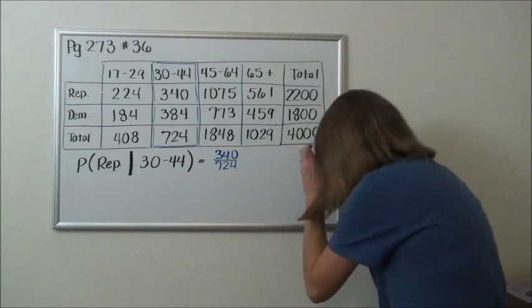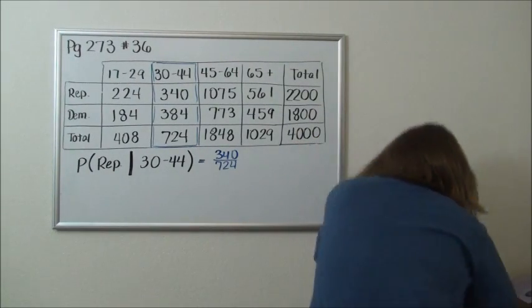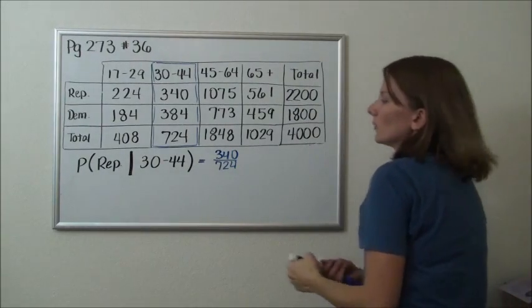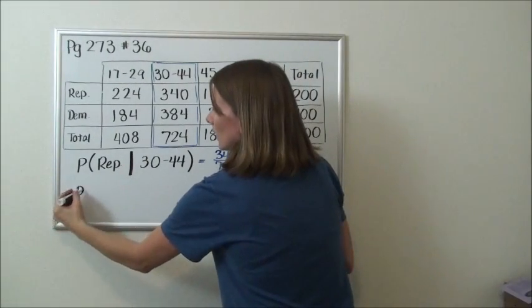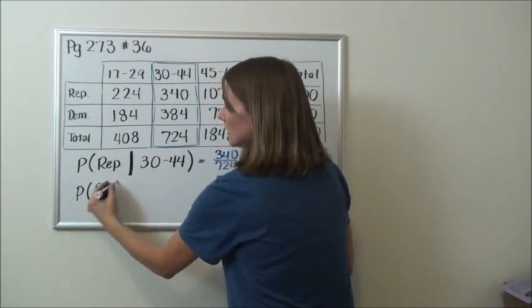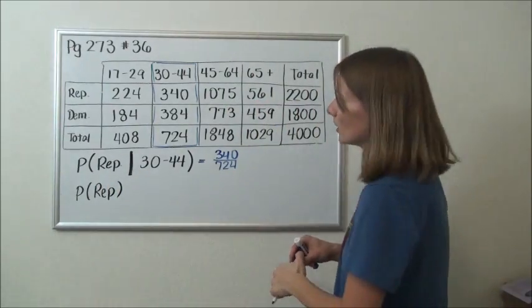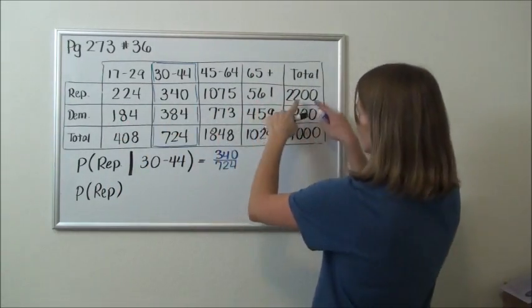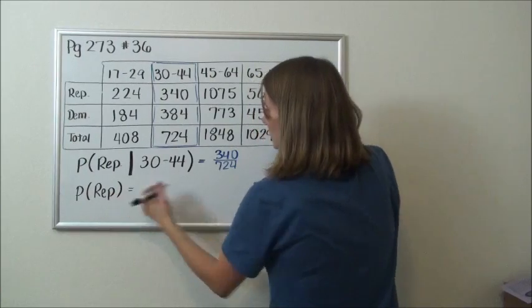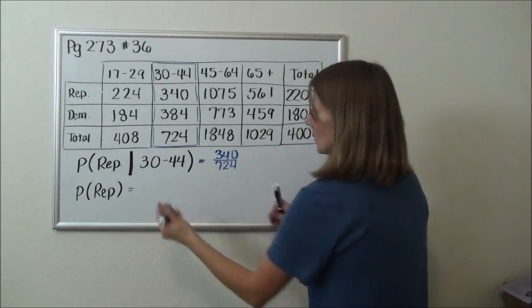And that's different. Where did my black pen go? That's different from when I found the probability of a Republican in general. In general, there were 2,200 Republicans out of 4,000.